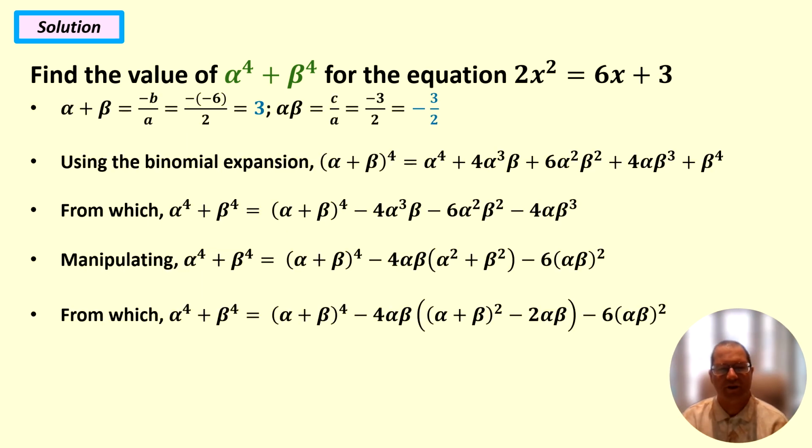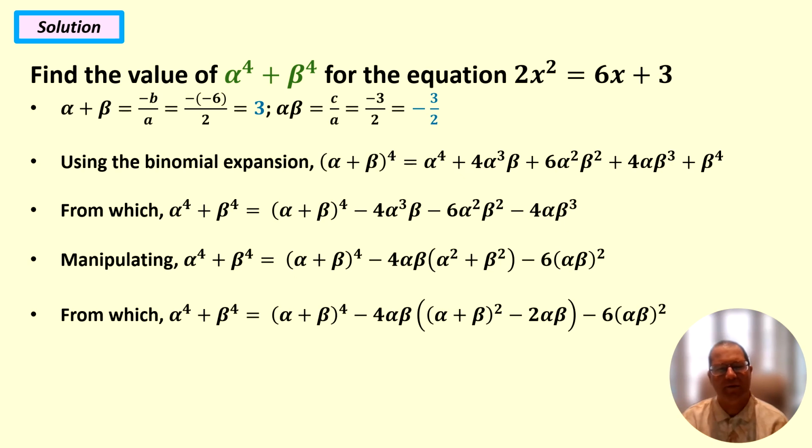We can start the process for alpha to the 4 plus beta to the 4 in the same way that we did for squares and cubes in the previous video. So using the binomial expansion, alpha plus beta to the power 4 is given by alpha to the 4 plus 4 alpha cubed beta plus 6 alpha squared beta squared plus 4 alpha beta cubed plus beta to the 4.